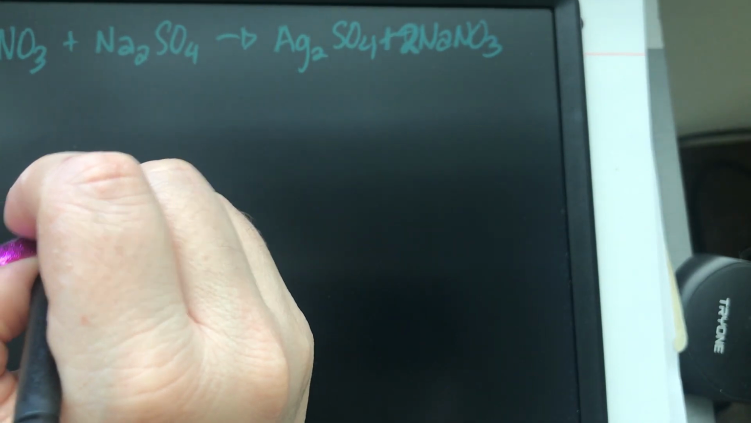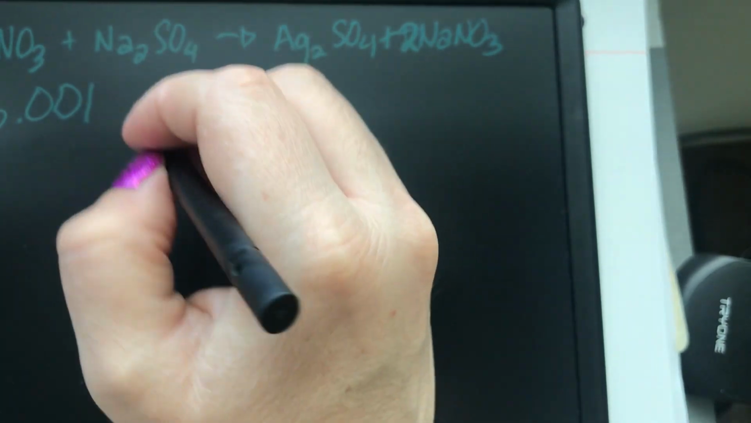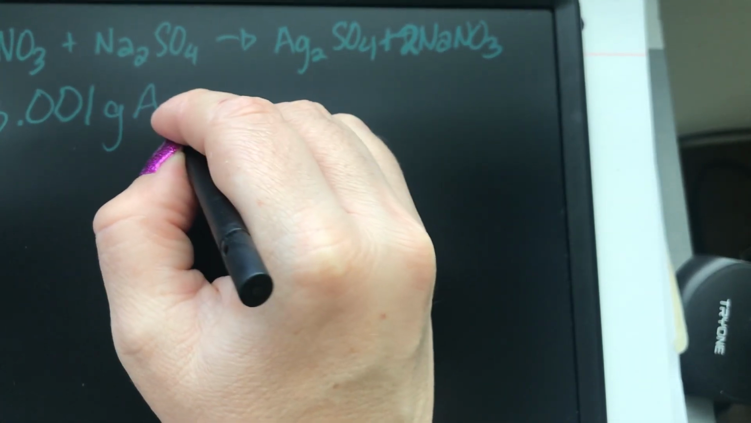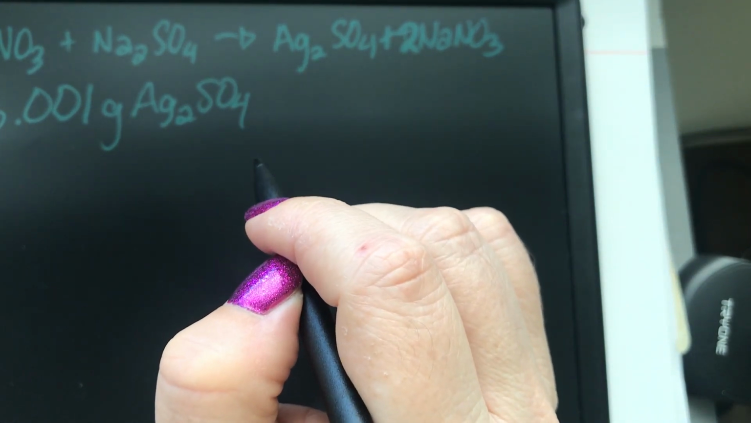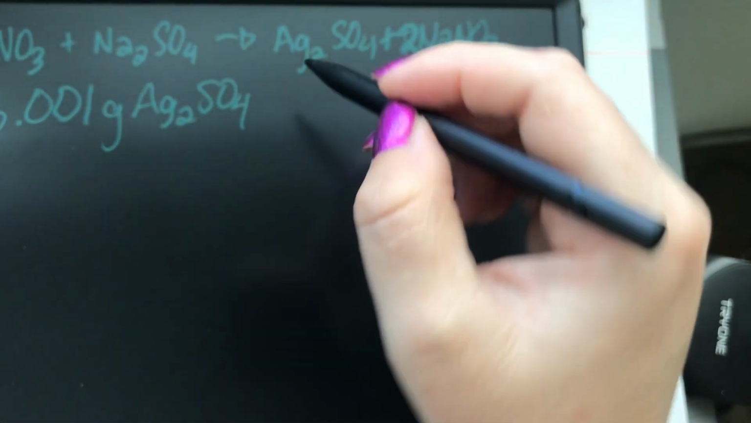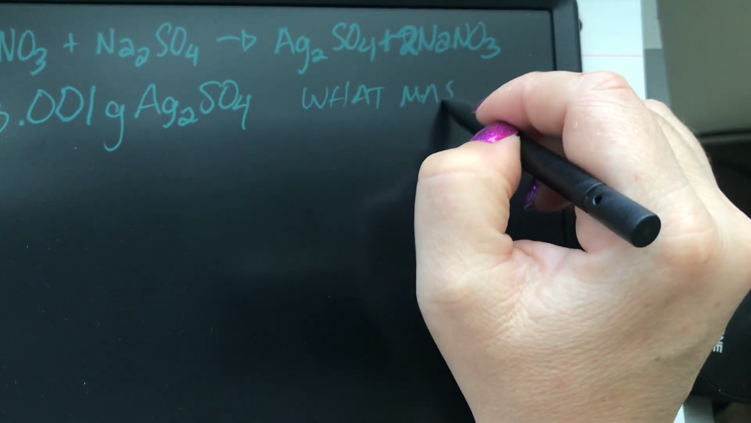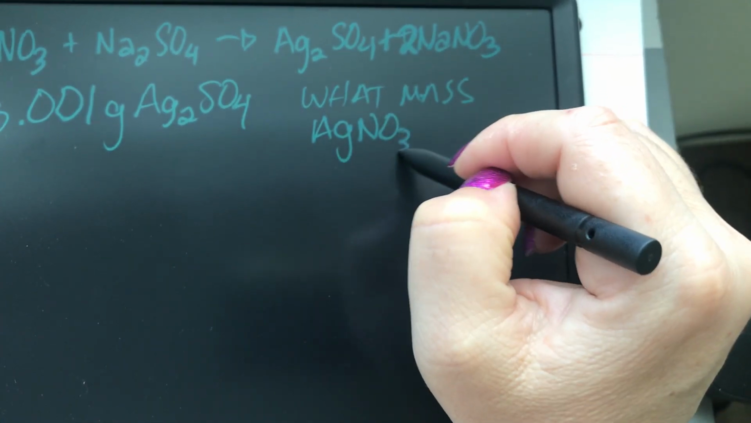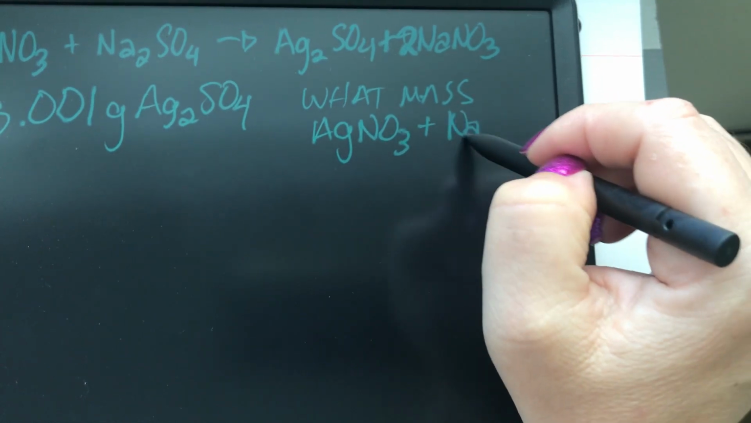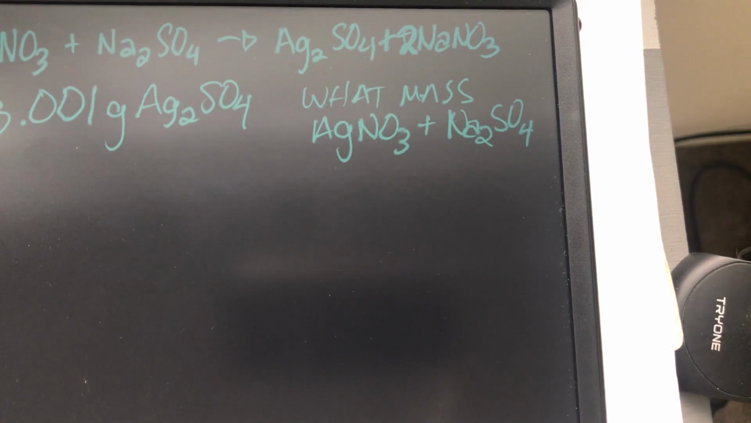Right? And it says that a reaction has 8.001 grams of silver sulfate collected, and they want to know what mass of silver nitrate and sodium sulfate were required for this reaction.